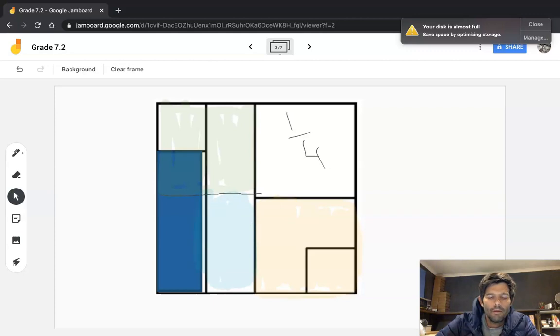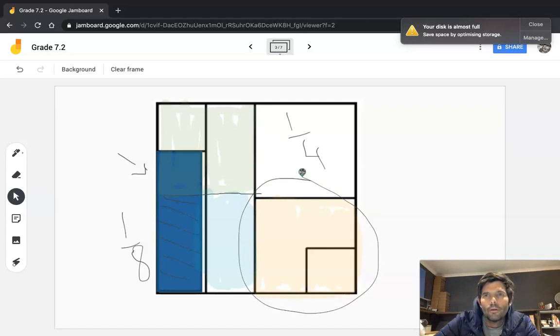Okay. So this piece over here must be half of a quarter. So that is going to be 1/8. All right, and now all we need to work out is this piece over here. We can work out that piece by looking at this square over here. And we know that that is a quarter of a quarter, which is 1/16.